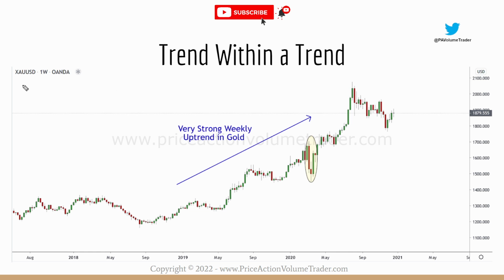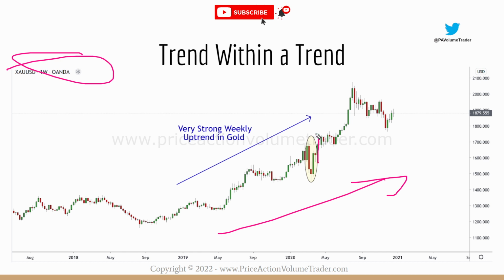Here's another example in a gold weekly chart, a strong uptrend. But if we focus over here, we have two very bearish weeks over here.